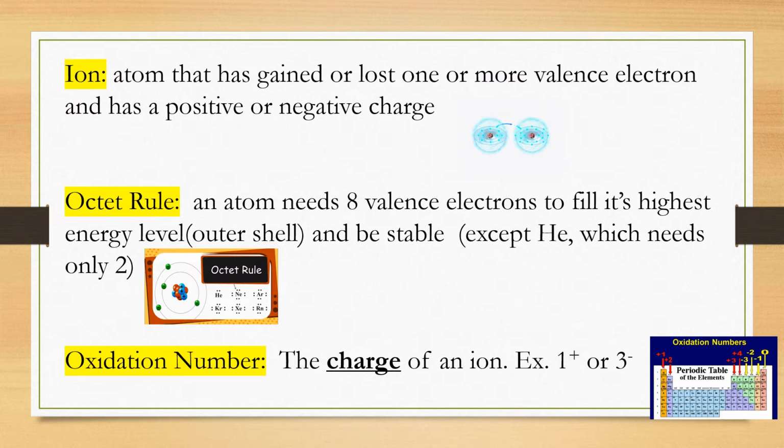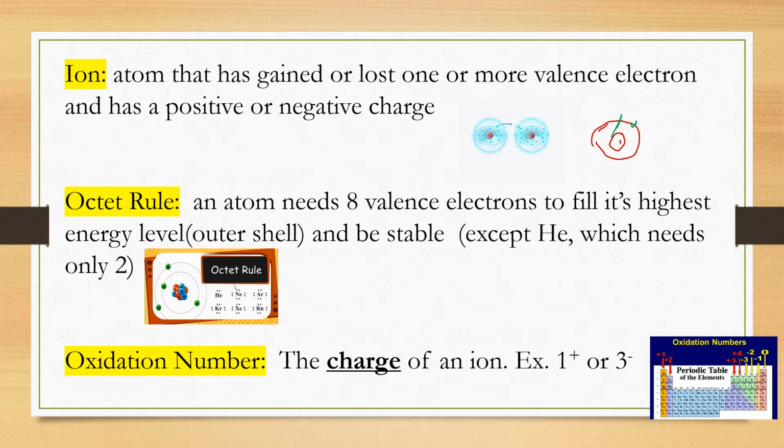All right, so an ion is an atom that has gained or lost one or more valence electrons and has a positive or a negative charge. So if you've got, let's say, here's your outer shell, and you've got one electron sitting out there. If you lose that electron, it's going to become an ion, or if you gain another electron, it's going to become an ion. And it can be more than one electron.